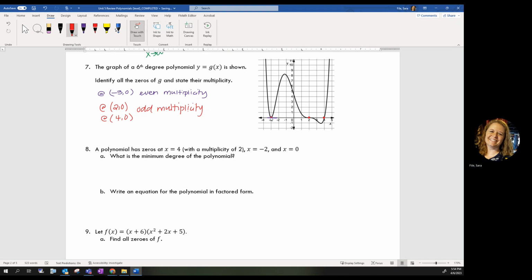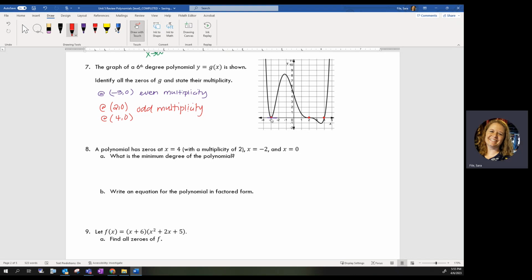But the multiplicity here is even. Remember the number of turning points. It turns 1, 2, turns 3 times. So the degree has to be at least 4, which it is, it's 6. So y'all don't have to get more specific than that, just knowing that this should be even.